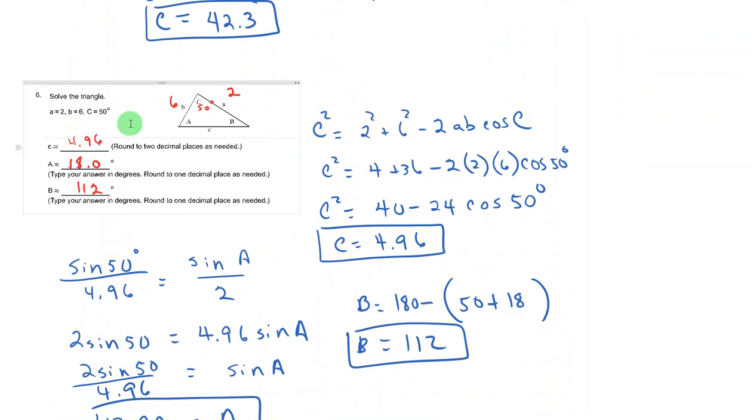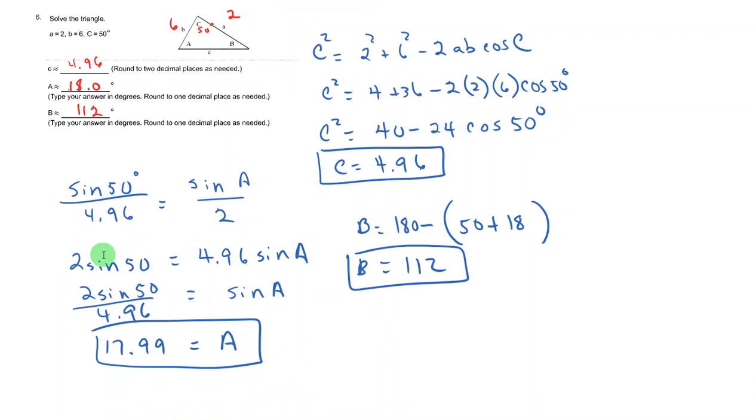Here we are given two sides and an angle. So I started with c squared because, no. Let's see. Yes, we were given 50. So c squared equals all of this. You can do this much in your calculator and then take the square root and you get 4.96. Use the law of sines to get angle A. And angle B you can get with the idea of three angles adding up to 180.